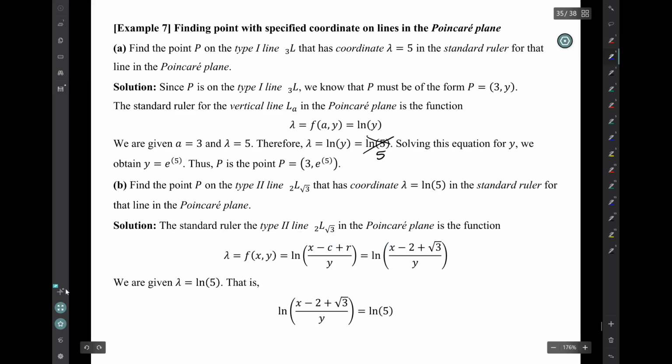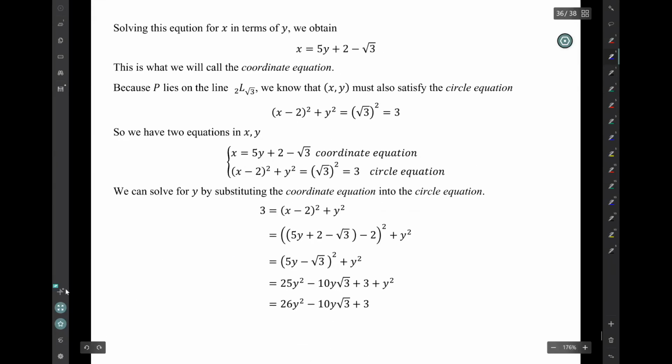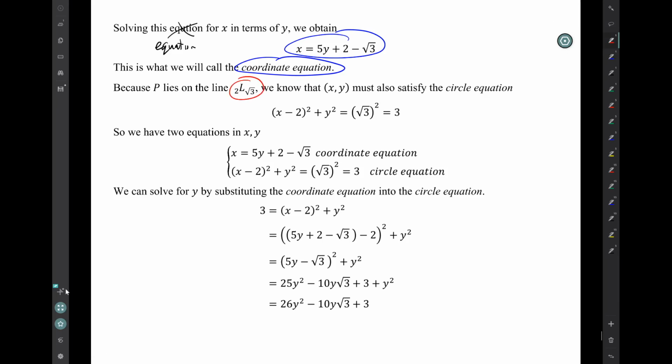Now I discuss in detail how to solve this. We solve that equation for x in terms of y. There's a typo here. And we get this new equation. That's the equation that we got from considering the coordinates, so I call that the coordinate equation. But we also know that P lies on this type 2 line, so we know that P has to satisfy this circle equation. So we have these two equations, the circle equation and the coordinate equation, that have to both be true.